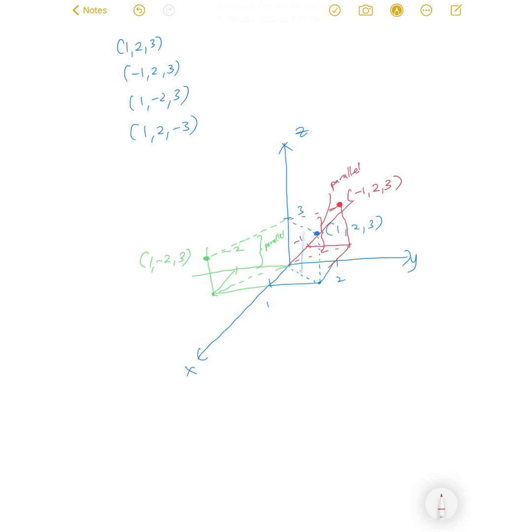Let us plot the last point, which is (1, 2, -3). Negative 3 is where your z equals negative 3, let's say here. So you already have (1, 2) here. Make sure it's parallel. You bring it downward. So this is your (1, 2, -3) point. So you have all your 4 points there.